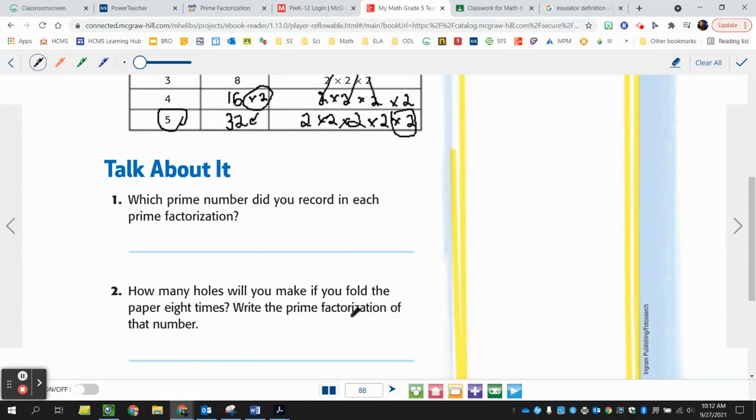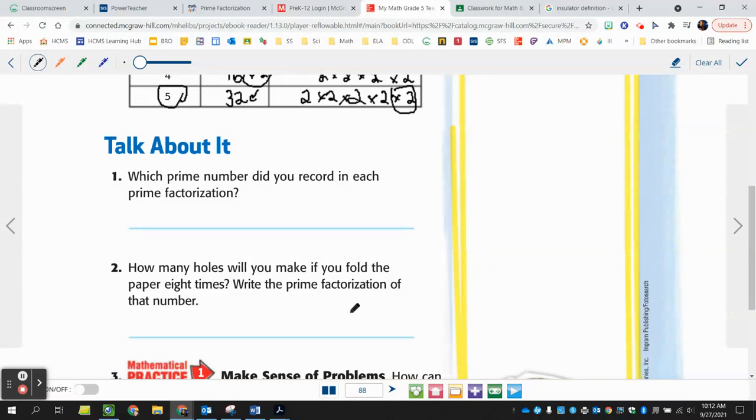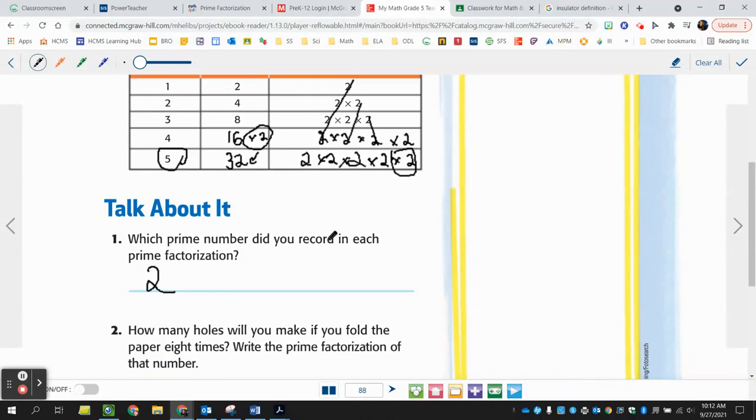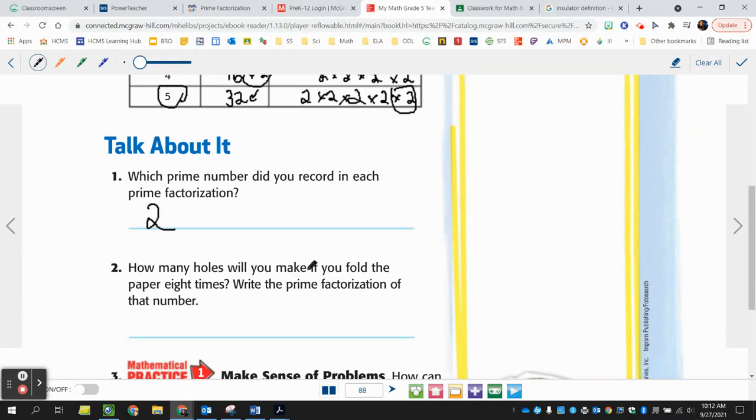Talk about it. Which prime number did you record in each prime factorization? 2. How many holes will you make if you fold the paper 8 times? So essentially we need that answer here, and then write the prime factorization. Well, we already found the pattern. There's 5 2's for the 5 and 4 2's for the 4. So if I'm doing it 8 times, I need 8 2's.